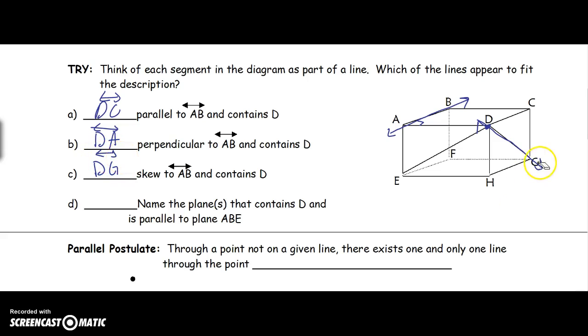The last one we have is name the plane or planes that contains D and is parallel to plane ABE. ABE is this plane here. What is parallel to that? This plane here, I'm sorry, will never intersect that one. So plane DCG is parallel to plane ABE.